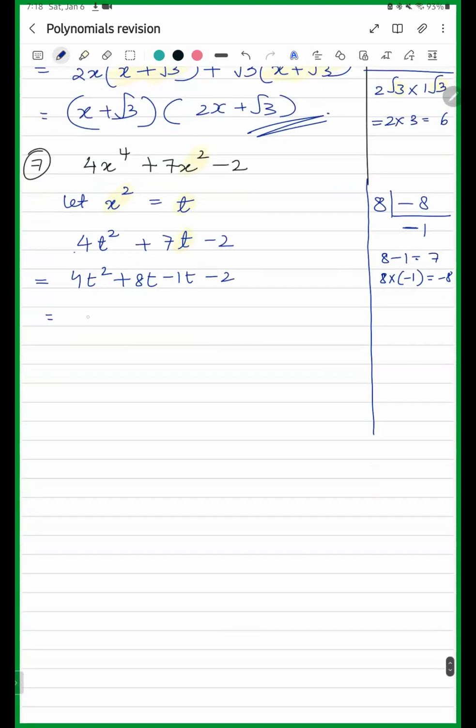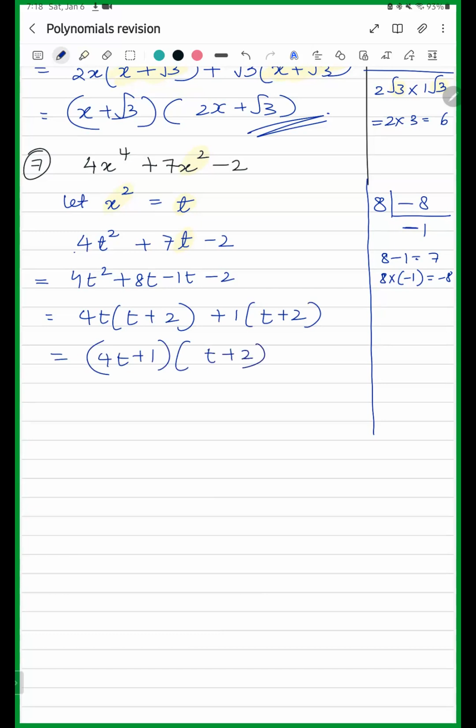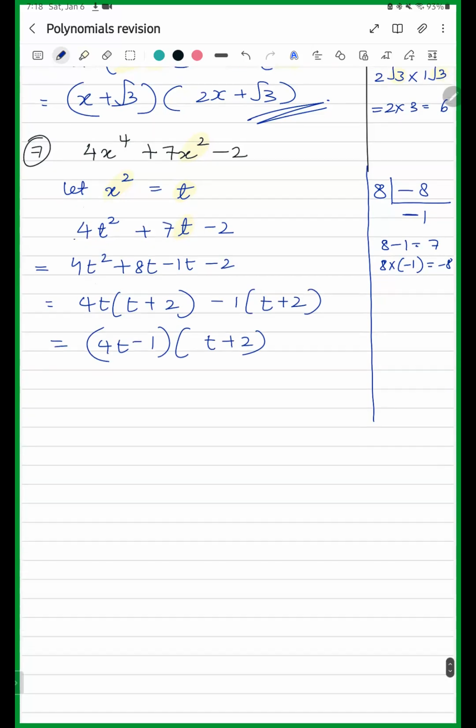here we take 4t as common, t plus 2. Now here we take minus 1 as common and t plus 2. So this becomes 4t minus 1 into t plus 2. I'm sorry, this is minus 1. I hope I'm not making any other mistakes here.